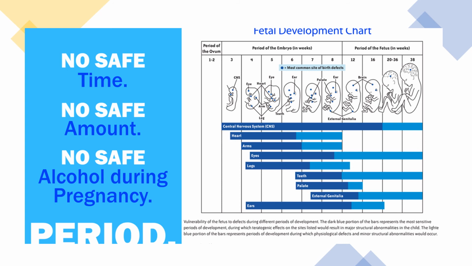This chart displays that there is no safe time, no safe amount, no safe alcohol during pregnancy, period, because of the impact it can have on fetal growth and development.